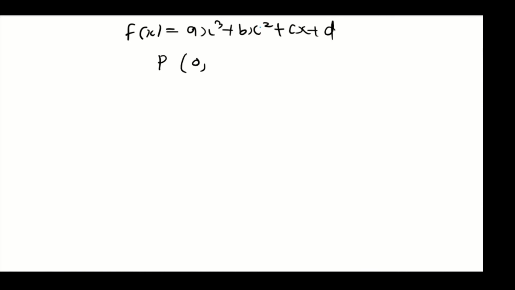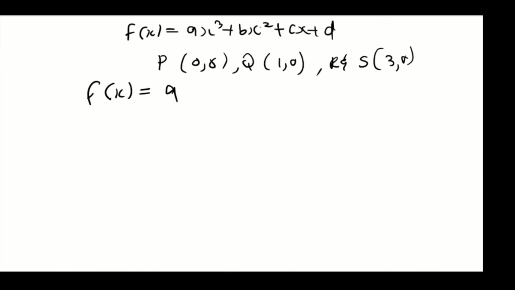So we have f of x equal to ax cubed plus bx squared plus cx plus d, right? And we are given points. P is (0, 6), Q is (1, 0), R and S are (3, 0). So for us to find the equation of this cubic function, we need to use this expression here, a into (x minus x1)(x minus x2) squared.